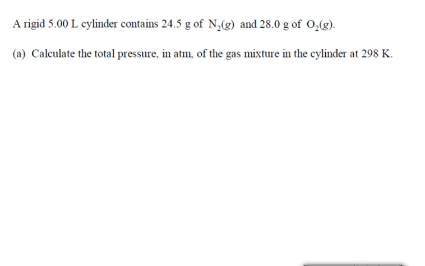Next one. I always like to do these gas problems, because they show up a lot. Usually we should be really good at it. The problem is there's little spots and parts that can get really confusing really quickly, and I want to make sure that we are understanding it. So I wrote this out here. It says a rigid 5-liter cylinder contains the grams of those two. It says calculate the total pressure in atm of the gas mixture at 298.